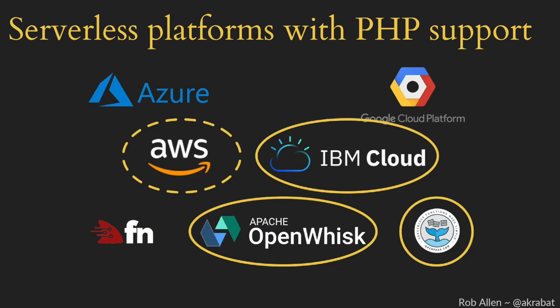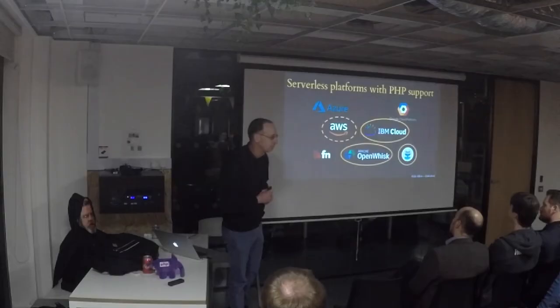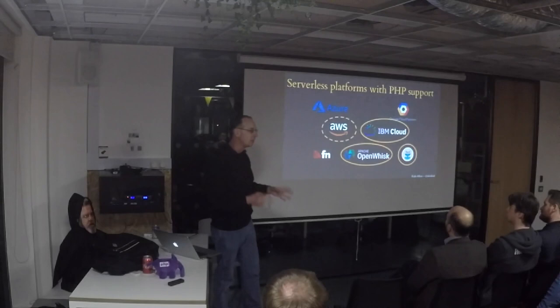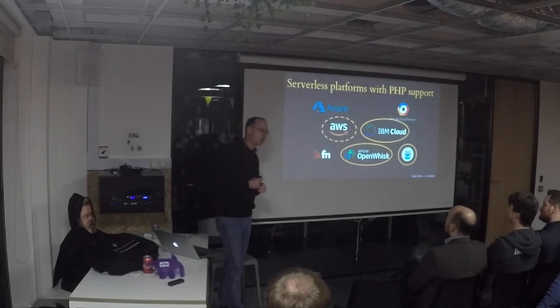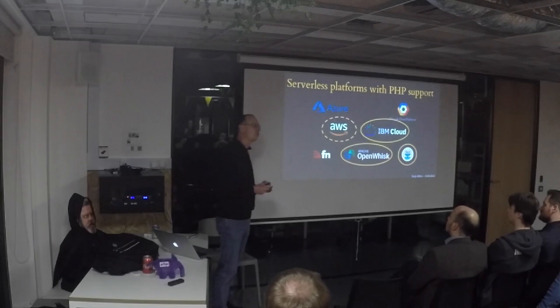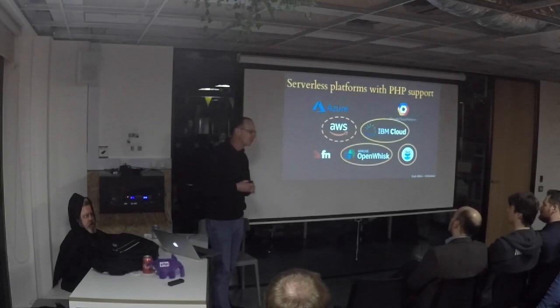These ones run PHP. The ones with the solid circles, IBM Cloud, Apache OpenWhisk, and OpenFaaS, run it natively, straight out of the box. AWS, since November last year, can also run PHP pretty seamlessly now with the new feature they added last November. So they're also a very good place to put your serverless PHP code. Azure and Google Cloud, not so much.